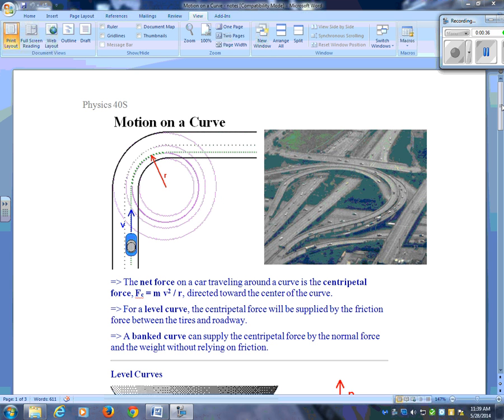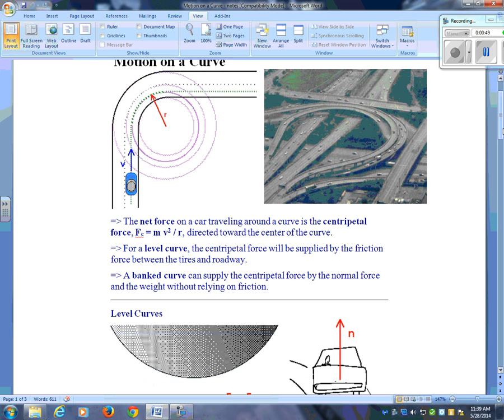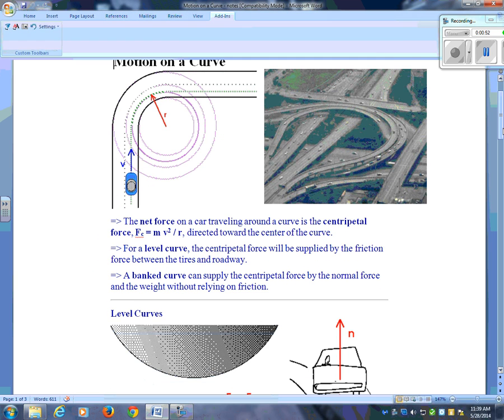The net force on a car traveling around a curve is the centripetal force, Fc equals mv squared over r, directed toward the center of the curve. For a level curve, the centripetal force will be supplied by the friction force between the tires and the roadway. That's important. If the curve is level, then friction has to supply the centripetal force. As you go around the curve, friction has to hold you on the road and push you towards the center.